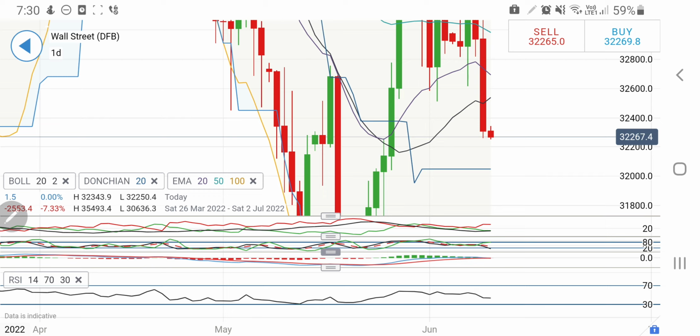It can reverse at any point of time from these levels. So be cautious if it tries to rise. Yes, till the time it's below 32,650, one can remain short on US30. So take your positions accordingly.